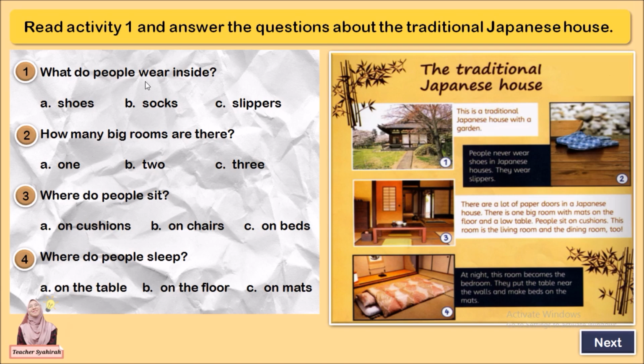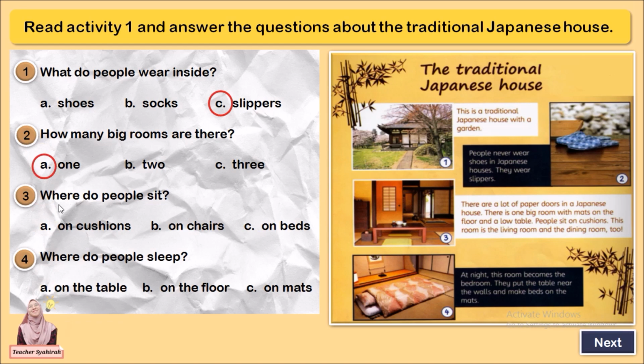Try to find the word people wear. Okay, it's written here, people never wear shoes in Japanese houses. They wear slippers. So the answer for number 1 is C, slippers. Alright, number 2. How many big rooms are there? Find the word big rooms. There it is. There is one big room with mats on the floor and a low table. So number 2, the answer is A, 1.